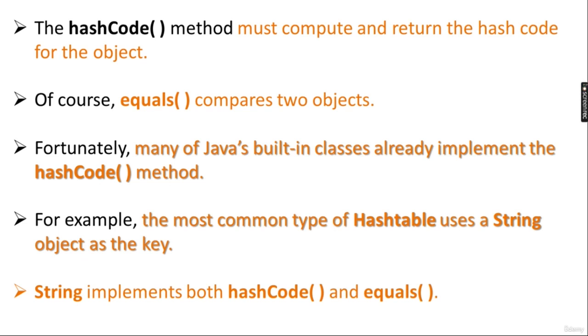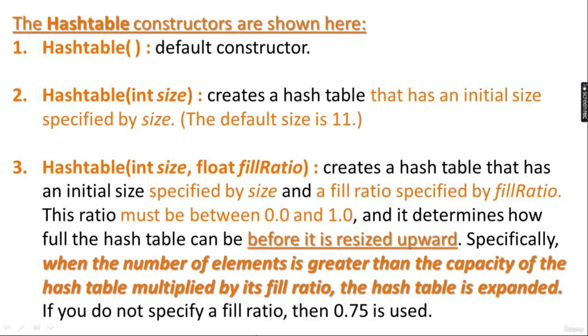The most common type of Hashtable uses a String object as a key. String implements both hashCode and equals. Okay. So what is the criteria? It must compute and return the hash code. And fortunately, many of Java's already built-in classes have already implemented the hashCode method. Okay. String implements both hashCode and equals. What is the example? The most common type of Hashtable uses a String object as the key and it is already implementing the hashCode and equals methods.